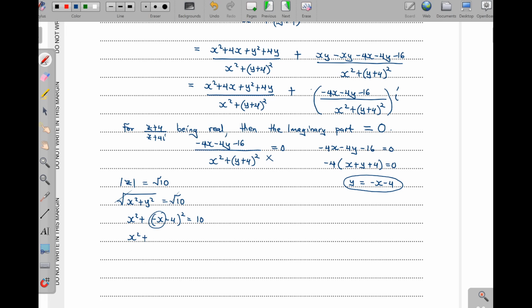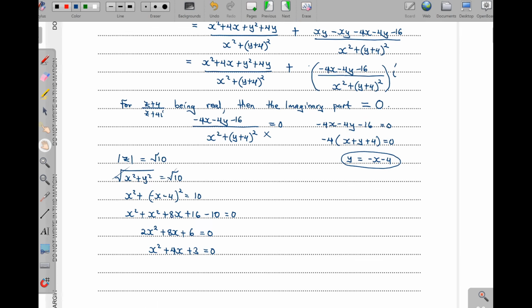When you square negative x, you get a positive x squared. Then 2 times negative x times negative 4 will give us a positive 8x, right? And then square the negative 4, you get a positive 16. I can bring the 10 here, then it's equal to 0. Then the quadratic equation that comes out of this is 2x squared plus 8x plus 6 is equal to 0. Divide all through by 2. It is x squared plus 4x plus 3, which is equal to 0.